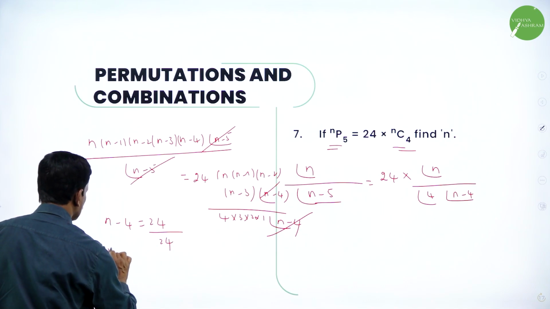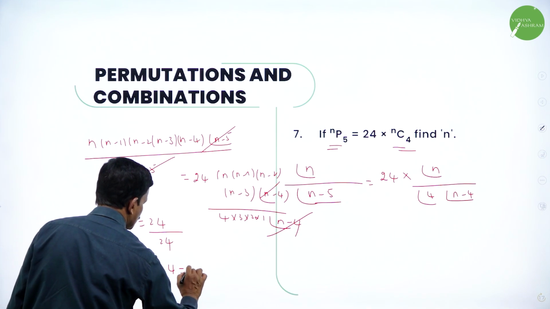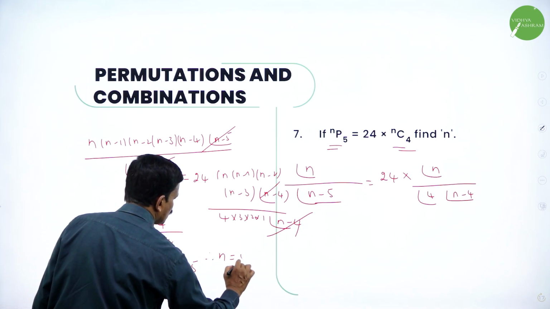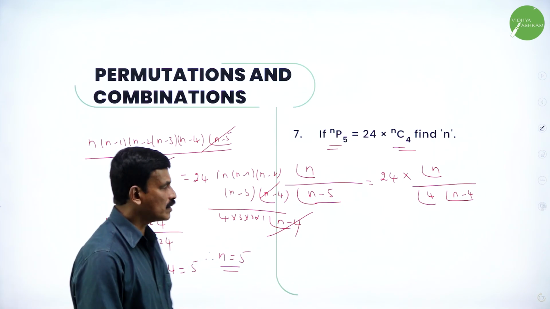Now, what is this equal to? N minus 4 is equal to 1. So, therefore, N is equal to 1 plus 4, that's equal to 5. So, therefore, the value of N is equal to 5. That's it. Very simple problems here.